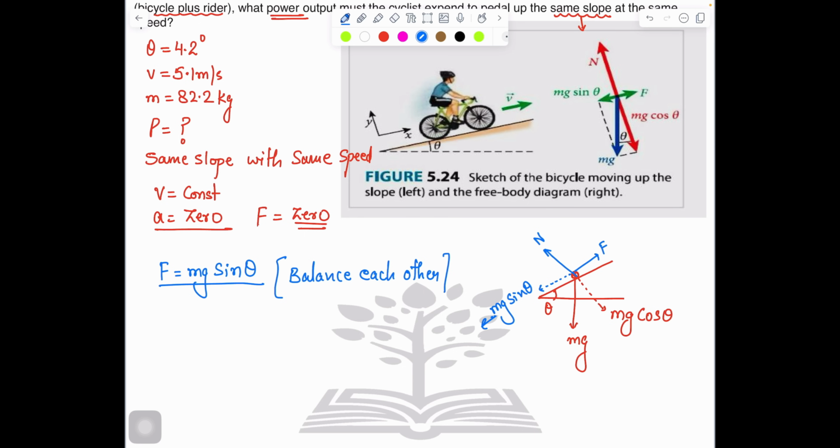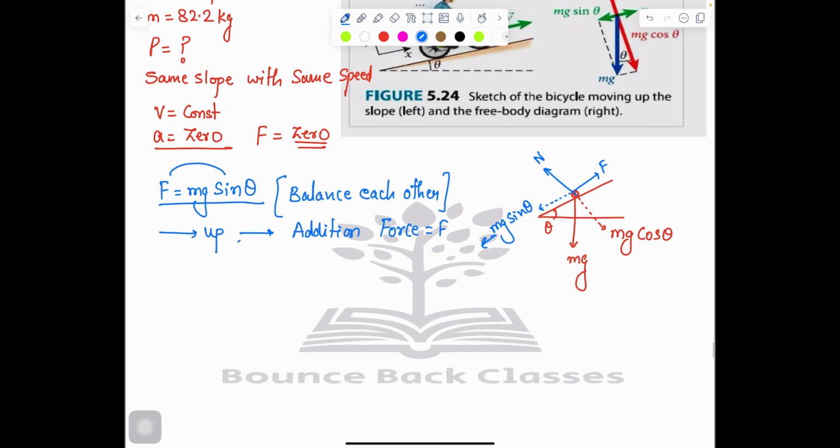But still you want to go up, so you need additional force because they balance each other. The net result is 0. If you want to go up, you need additional force F. So how much force do you have now? Just think and tell me. One force is already there, one force is additional F. So how much force do you have? You have a total of 2 forces. If you want to go up with the same speed, you need 2 forces.